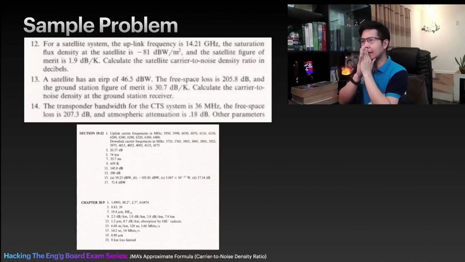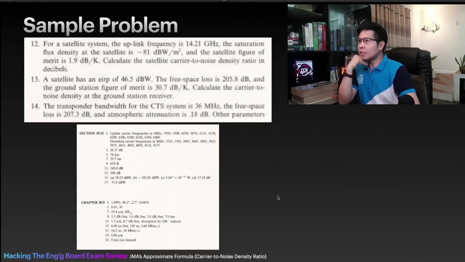So, itong question na ito, nakalimutan ko na kung saan ko siya kinuhang textbook. But let's try to answer yung question number 13. Itong book na ito, meron siyang number 12 na nagpapahanap ng carrier to noise density, at yung number 13, pinapakompute din yung carrier to noise density. And since ang may sagot, mabe-verify natin yung tamang sagot, yung odd questions lang ang may tamang sagot. So, itong number 13 here is 100 dB.